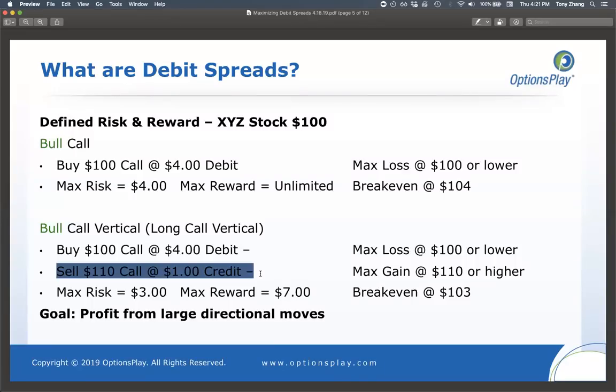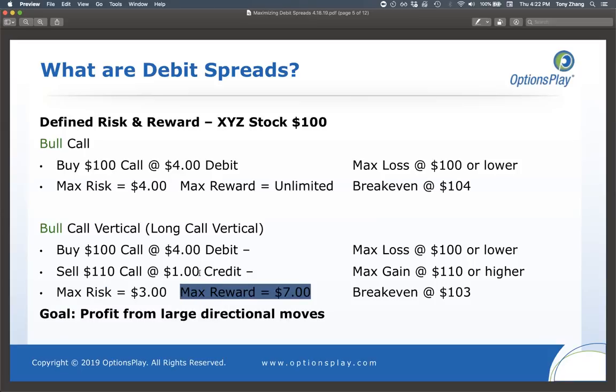So now the net of the whole trade, instead of paying $4, we're now only paying $3, because we're paying $4 for the call and receiving $1 for selling that 110 call. So now our max risk goes from $4 down to $3. And in exchange for that, what we're doing is we're capping the reward.